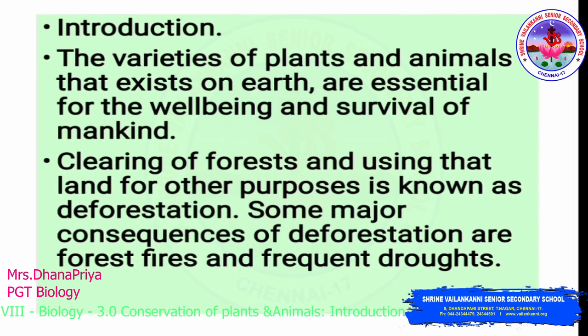Introduction. The varieties of plants and animals that exist on earth are essential for the well-being and survival of mankind. Clearing of forest and using the land for other purposes is known as deforestation. Some major consequences of deforestation are forest fires and frequent drought. So these we're going to discuss.